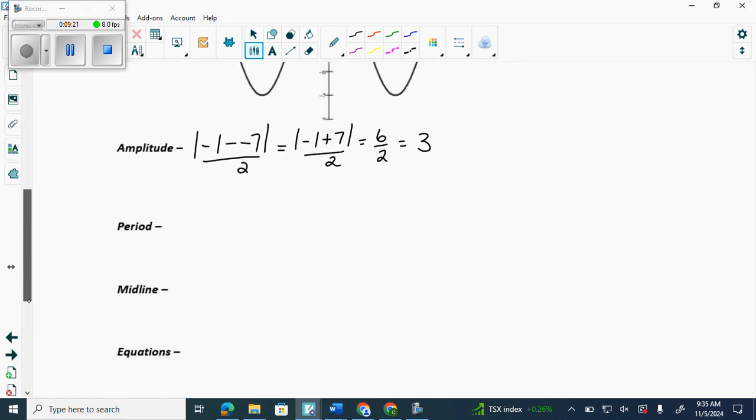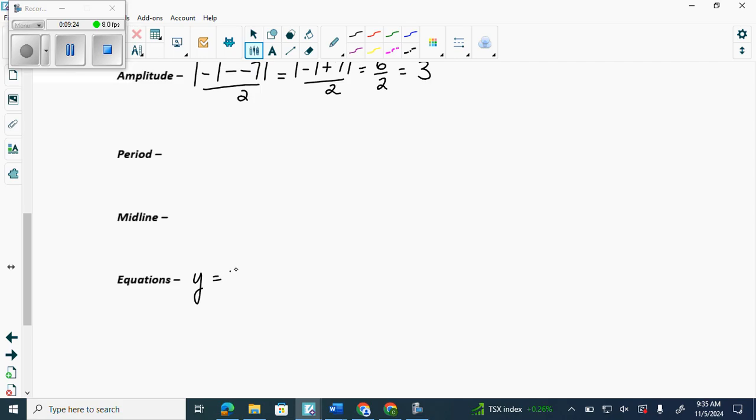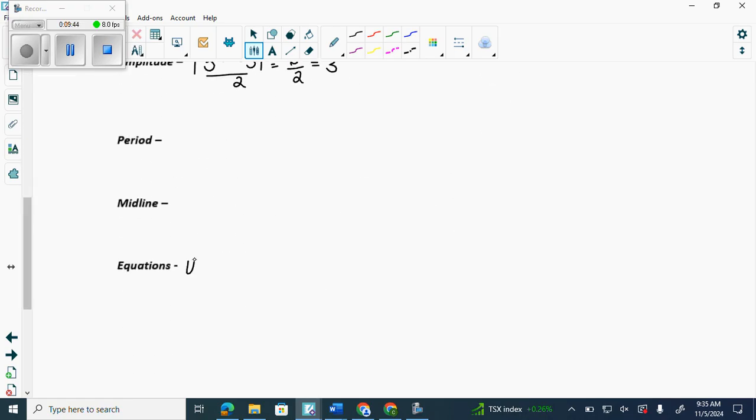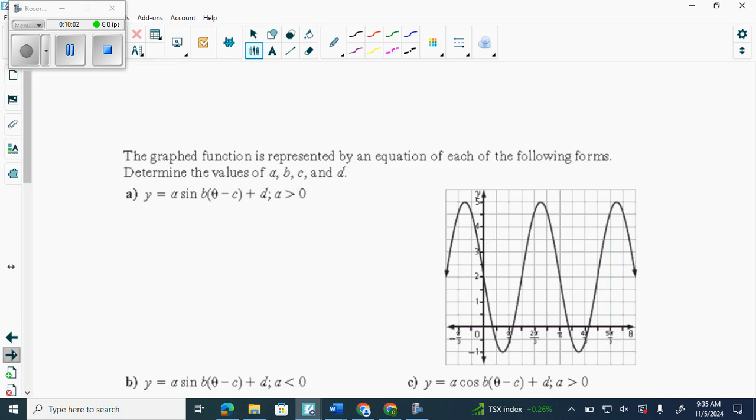This one was 3. So we get y equals 3 sine. Y equals negative 3 sine. Y equals 3 cos. Y equals negative 3 cos. The next one is 3 again. So y equals 3 sine. Y equals negative 3 sine. Y equals 3 cos. Y equals negative 3 cos. Let me go back.